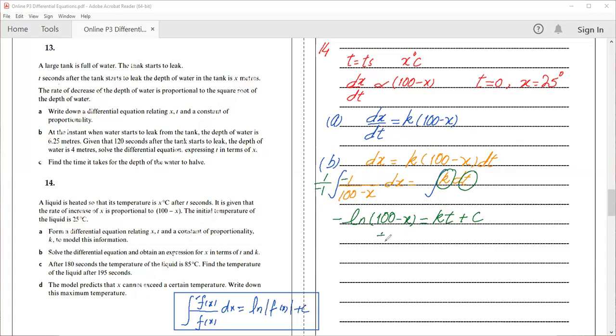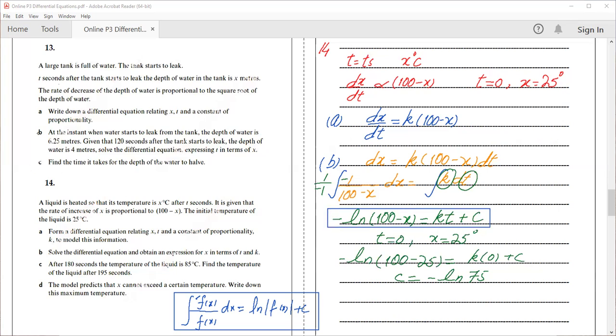The first set of information is when t is equal to 0, x is equal to 25. So I will write minus log natural of 100 minus 25 is equal to k times 0 plus c. So the answer of c becomes minus log natural of 75, if I'm not wrong. That value of c you have to substitute over here to get the expression.